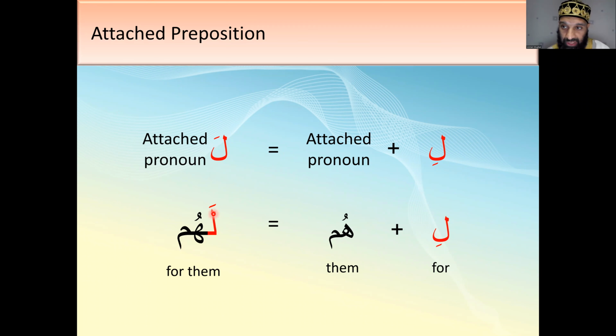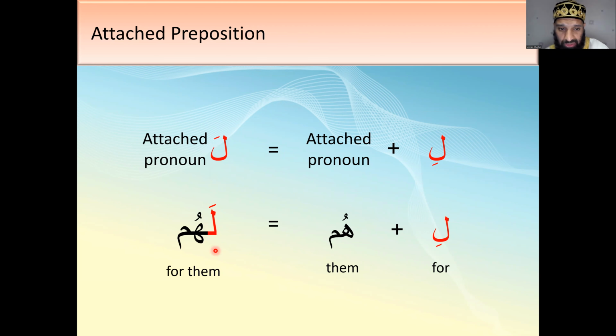When a lam with a fatha, a lam with a zabar, attaches onto an attached pronoun, it means for, right? It means for, that's all. So in this case, for them. Whenever you see a lam with a fatha attaching onto a pronoun, that lam means for. It's not going to make this one majroor because this is not a noun. The attached pronouns keep their pattern. They don't change, right?